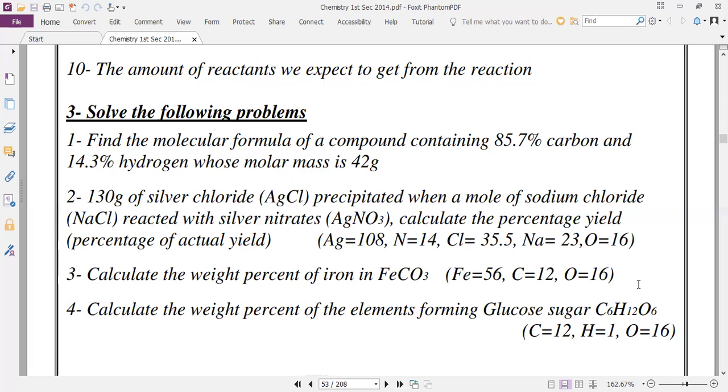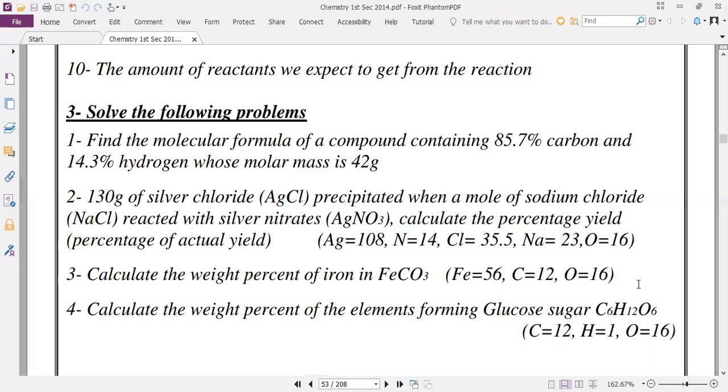Try to get the molar mass of the empirical formula. The molar mass equals 14 gram. Excellent. So what about the number of units? How can we get it? It will be 42 over 14. It will be 3 units. Excellent. So the molecular formula will be CH2 times 3. It will be C3H6. Excellent, Mariam.